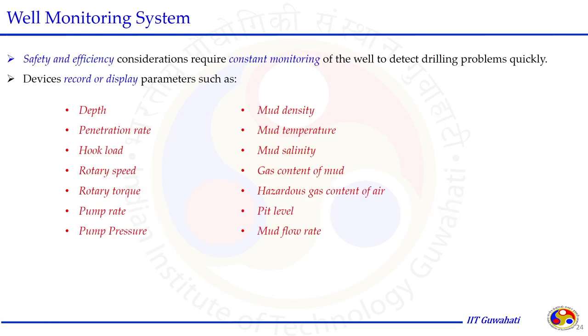So the well monitoring system, safety and efficiency considerations are required to perform safe operation. That requires constant monitoring of different components or safety features during the drilling process or even later on. So the well monitoring system devices record or display several parameters. Those parameters could be the depth we are drilling at right now, the depth the drill bit is at, the penetration rate at which the drill bit is entering into the hole or creating the hole, hook load, rotary speed of the drill bit, the torque provided to rotate that drill bit, pump rate, pump pressure, the density of the mud, the temperature of the mud, the salinity of the mud, and some other features like mud flow rate and others.